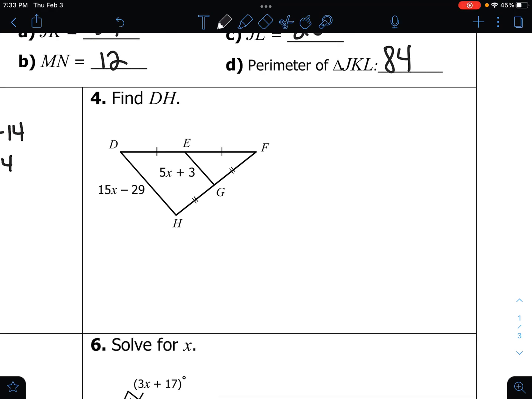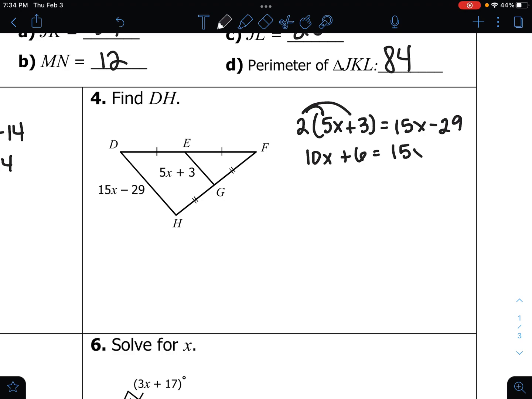To find DH, same setup. 2 times the shorter parallel segment, and that's going to equal the longer segment. So we're going to distribute. Again, you can use NSolve if you don't know how to do all this or if you just don't feel like it. I subtracted 10 from both sides, so it gives me 5x. And now I'm going to add 29 to both sides. So it's going to give me 35. Divide both sides by 5. And we get x equals 7.